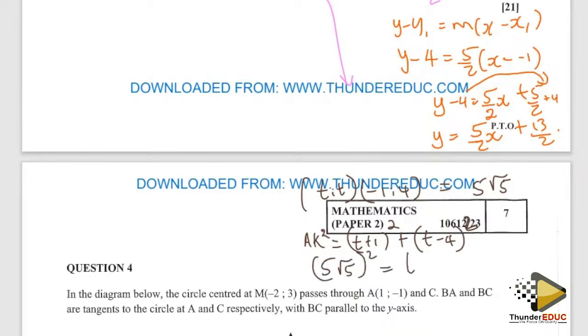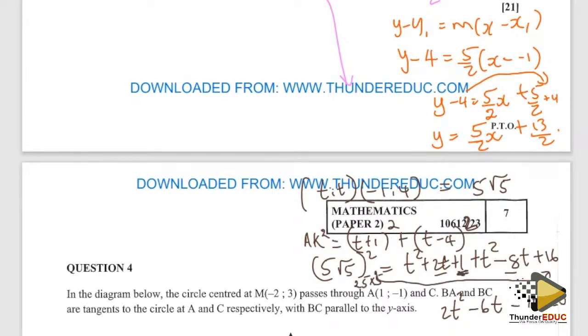I'll open this up. I have T squared plus 2T plus 1. Open this up, plus T squared minus 8T plus 16. I'll try to regroup. So T squared and T squared give me 2T squared. This and that is a negative 6T. Then when I simplify this, the 5 root 5 squared is 125, and I open that bracket, it is equal to 0. Then I can divide through by 2. So T squared minus 3T minus 54 is equal to 0.